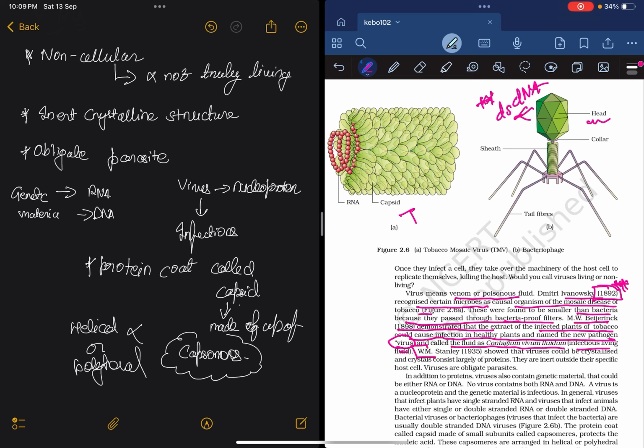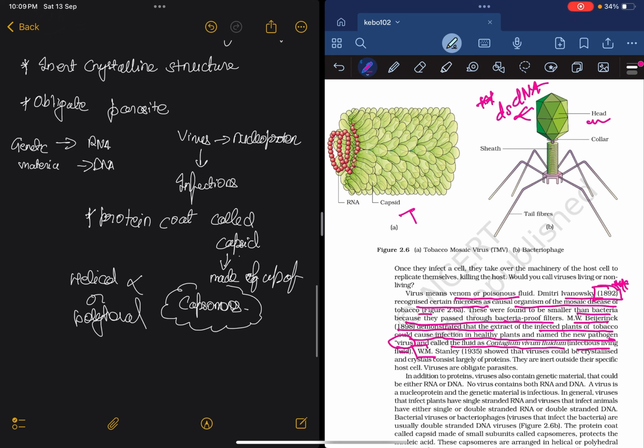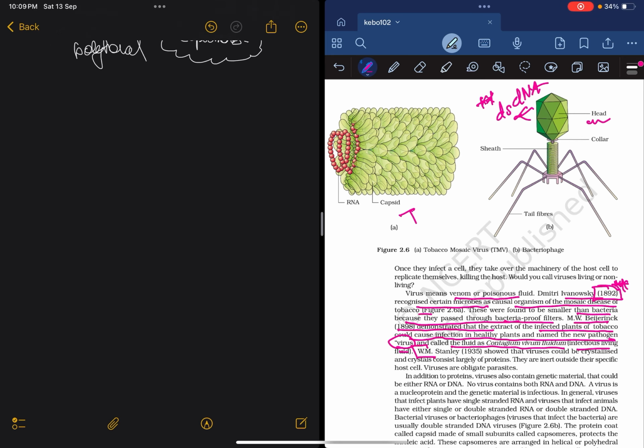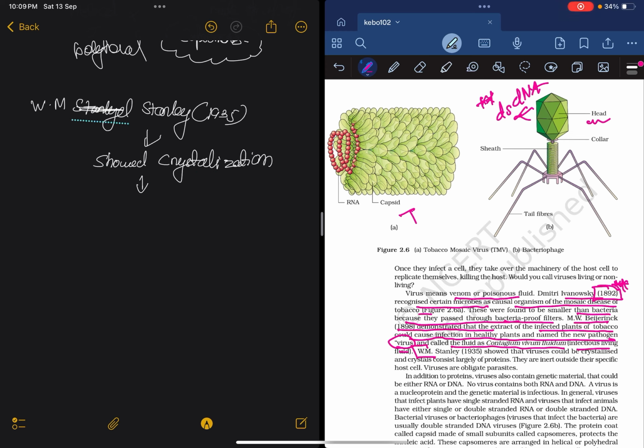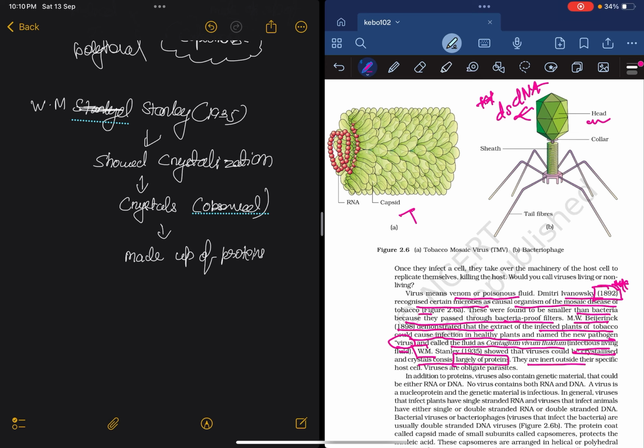Now in 1935, W.M. Stanley showed the crystallization of viruses. With this experiment, he also found that the crystals were made up of protein. The crystal consists largely of proteins. They are inert outside their specific host cell.